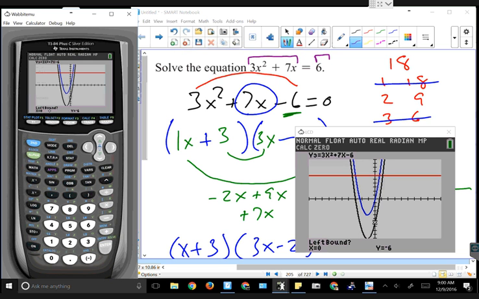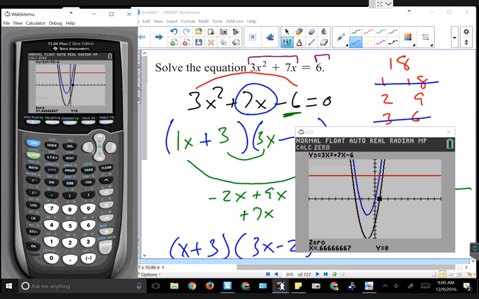Now it says the left bound. Well, that's on the left side of it. Am I on the left side of that one? Yep. So I'm going to press enter, and now I want to find the right side of it. So now I'm over here, enter, and I don't want to guess. I want you to do it. It says 0.66667. Is that not 2/3?